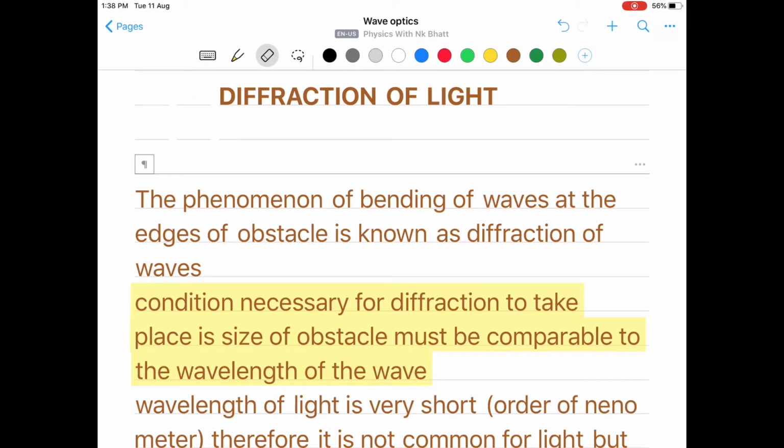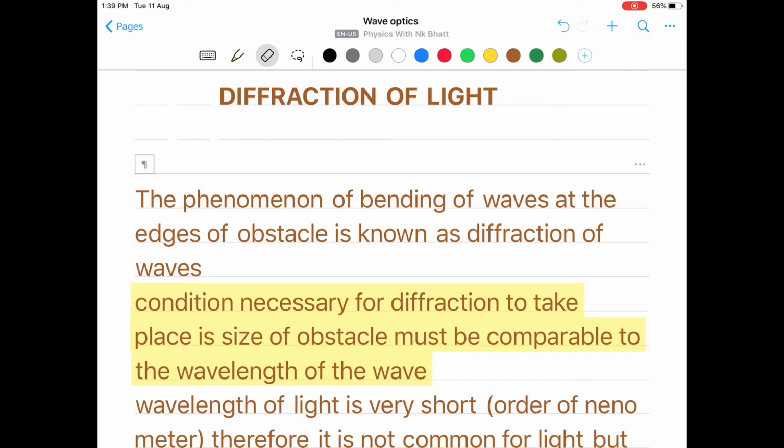To understand this condition in detail, I take the example of light and sound. We know that the wavelength of light is very short. It is shorter than a micrometer, of the order of nanometer, that is 10 power minus 9 meter. So for diffraction of light to happen, we should have an obstacle whose size is comparable to the order of 10 power minus 9 meter. Such a small obstacle is physically very difficult to have. So the diffraction of light is not a common phenomenon.